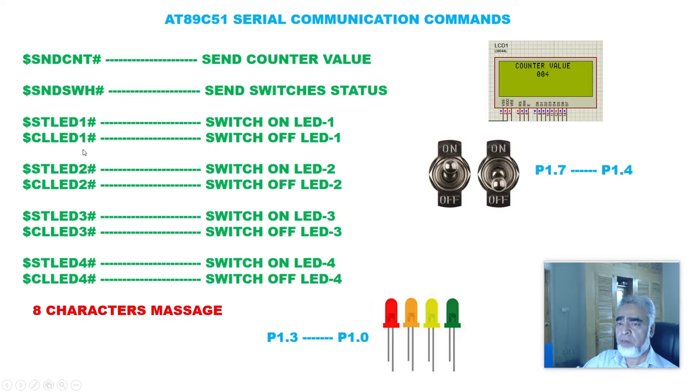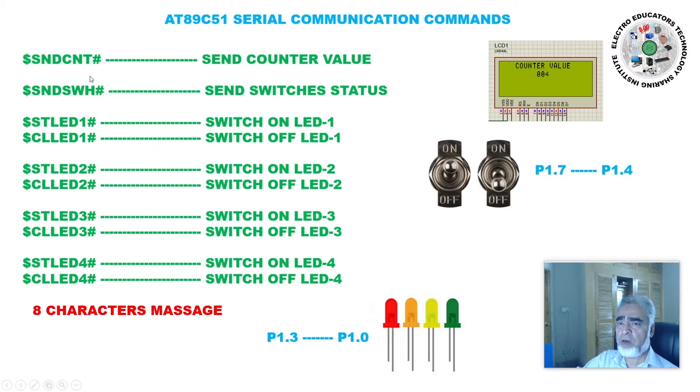And we have defined 8 different commands to switch on and switch off the 4 LEDs. That is, dollar sign, SETLED1, which means switch on LED1, with hash as the end character; dollar sign, CLEARLED1, which means switch off LED1, with hash as the end character. Similarly, SETLED2, CLEARLED2, SETLED3, CLEARLED3, SETLED4 and CLEARLED4. All these commands are our own defined commands. We can define any command to communicate with the microcontroller over a serial link.